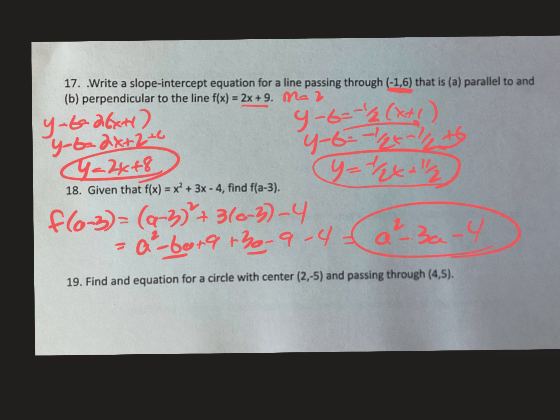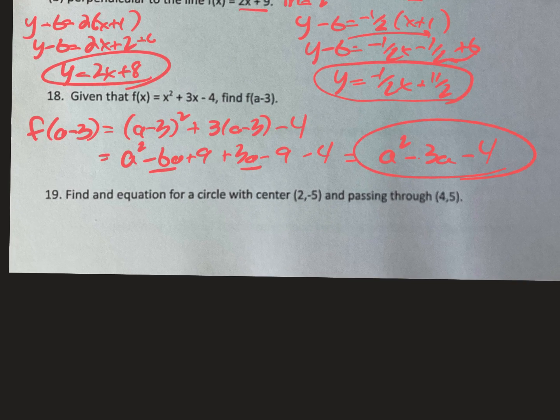And there's that one. And the last one, number 19, find an equation of the circle. Now, when you start circles, remember you got an x with a square plus a y with a square, and it's going to equal the radius squared on that side. The center is what goes inside the first 2. And remember the opposite. We just did that yesterday, the opposite of what's inside. So 2 is going to be a minus 2. Negative 5 is going to be a plus 5.